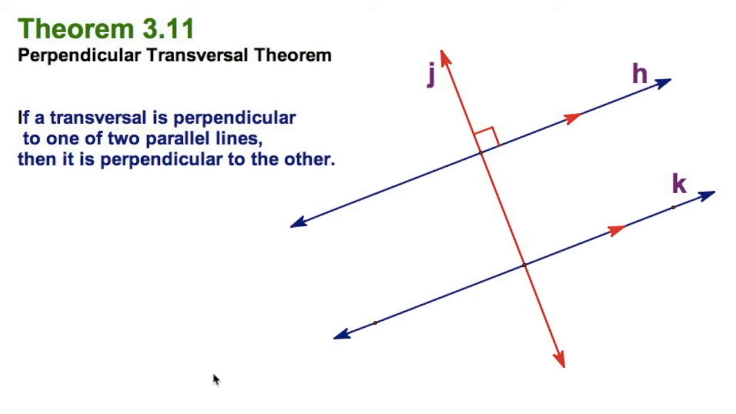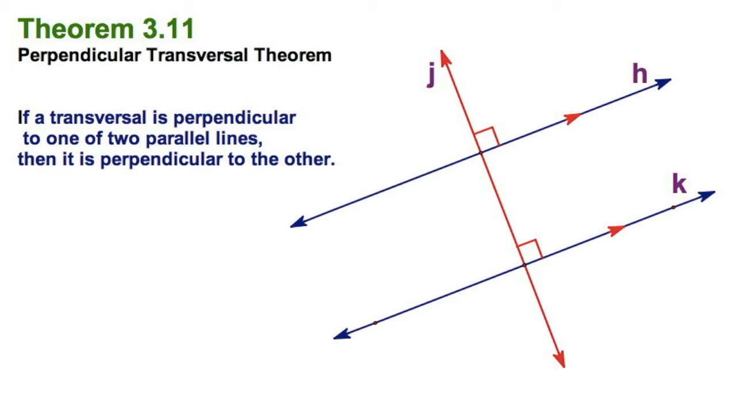Now, 3.11 and 3.12. 3.11: if a transversal is perpendicular to one of two parallel lines, then it's perpendicular to the other one. That makes sense. Notice they don't have to say anything about being coplanar, since parallel lines are, by definition, coplanar. So we've got these two parallel lines, and the transversal is perpendicular to one, perpendicular to the other.